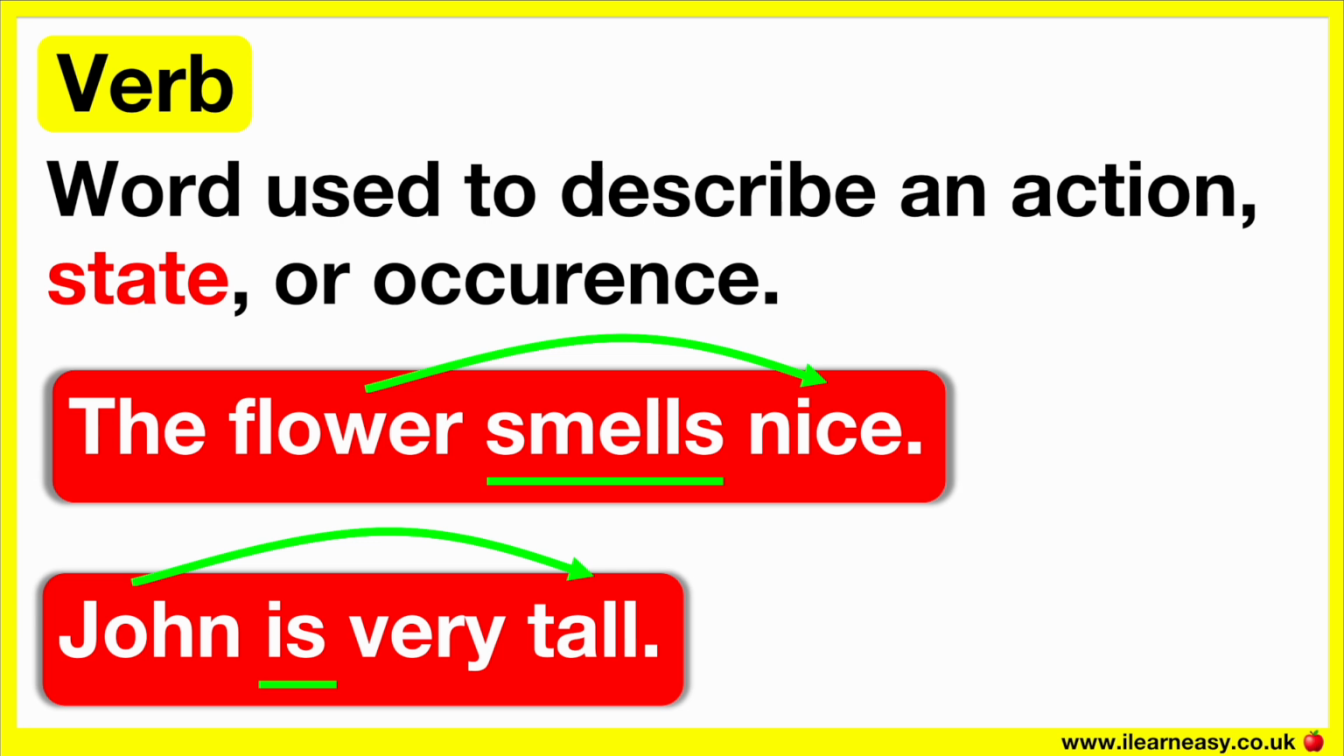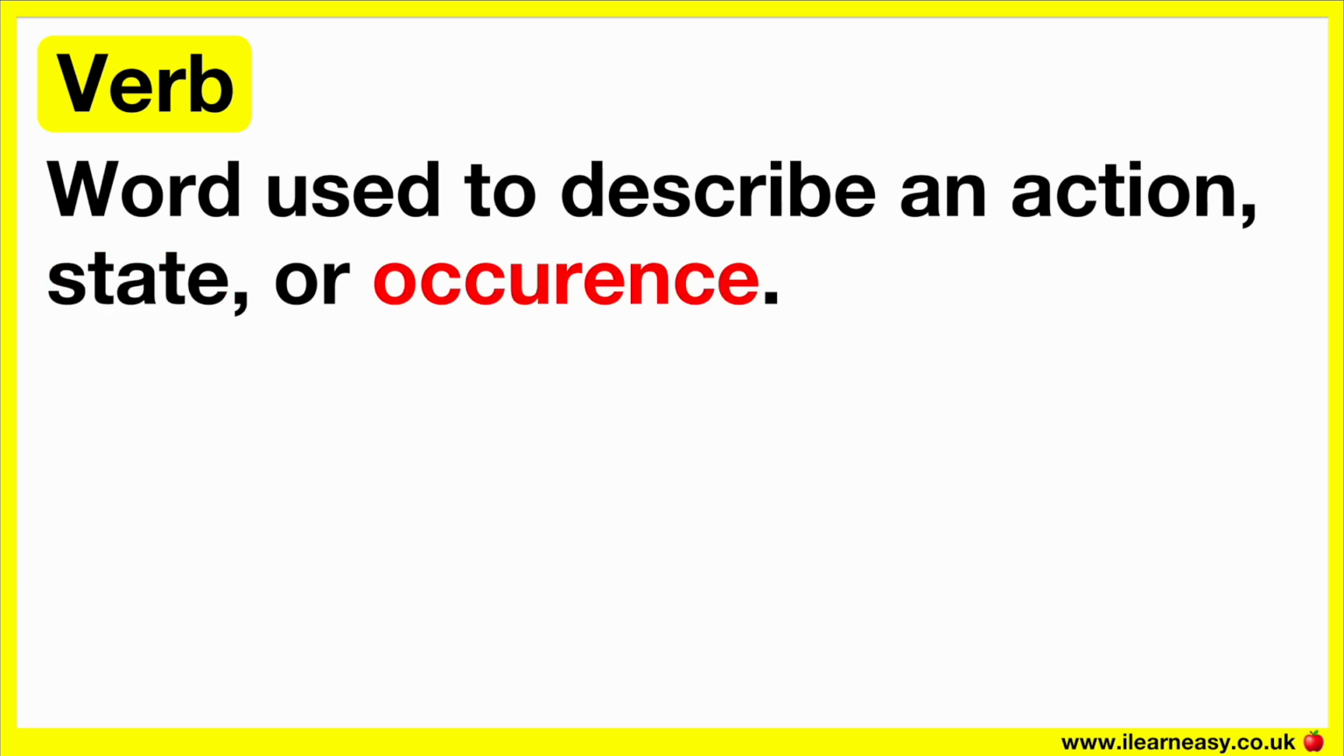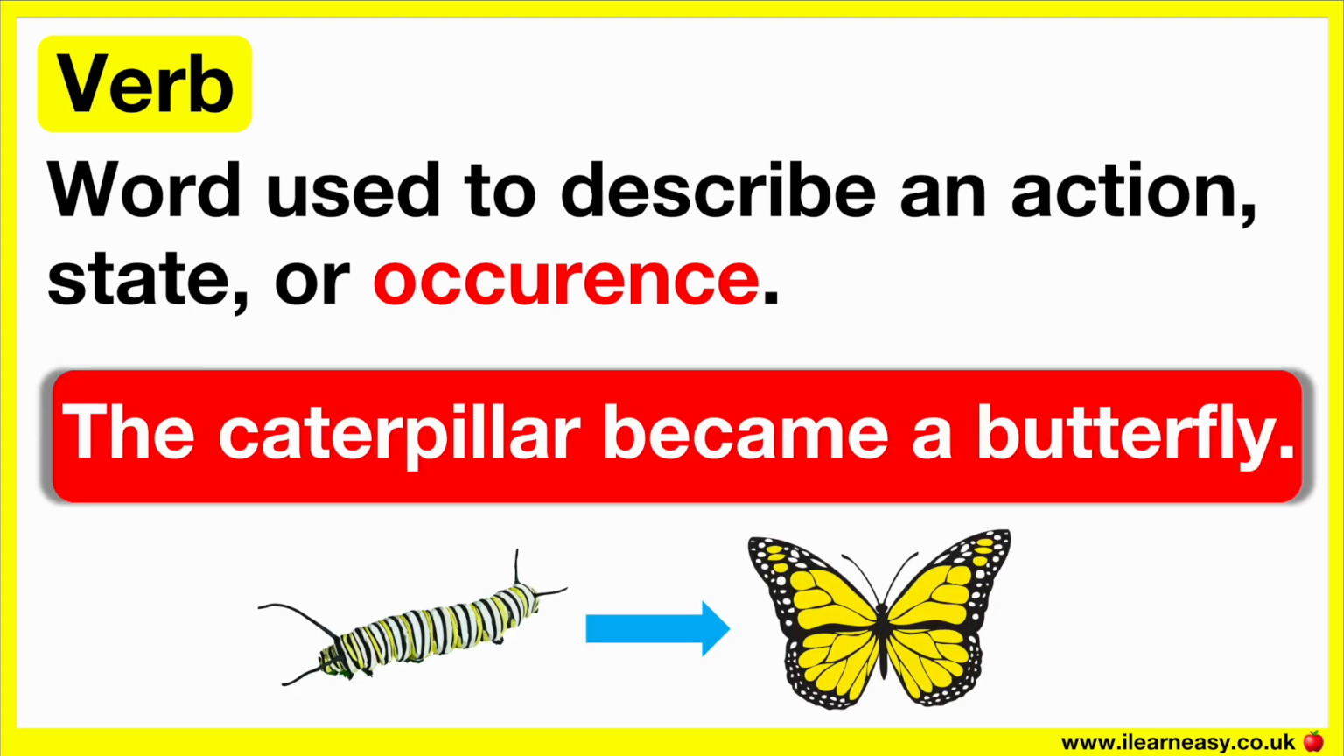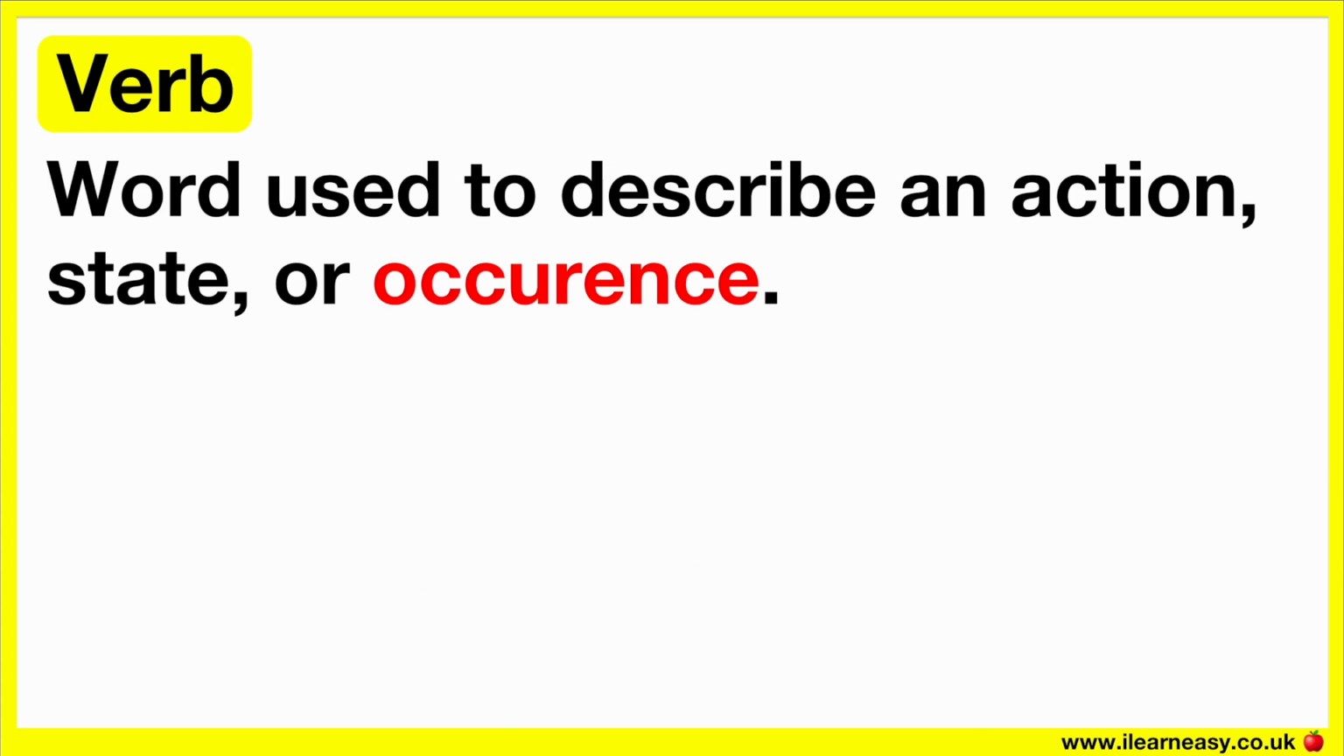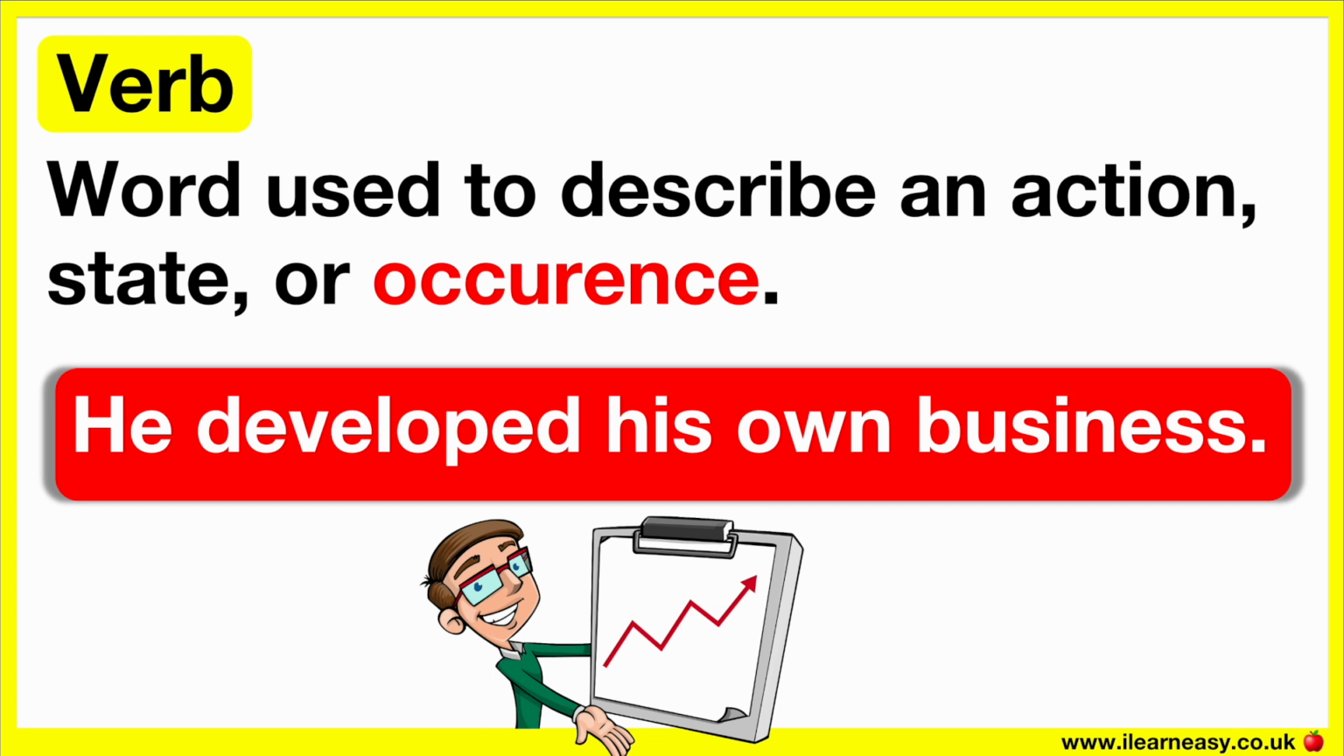When describing an occurrence, we can think of something happening. For example, the caterpillar became a butterfly. The verb in this example is became because it's used to describe something that happened. He developed his own business. The verb in this sentence is developed because it's used to describe something that happened.